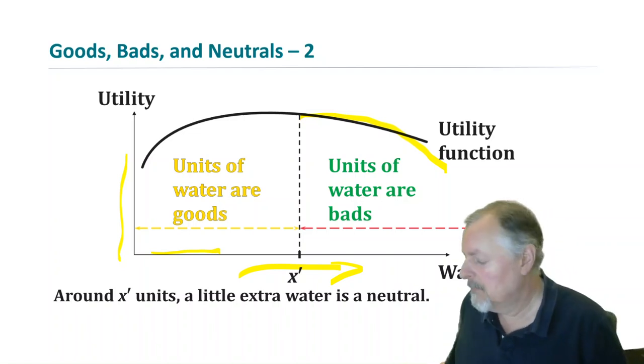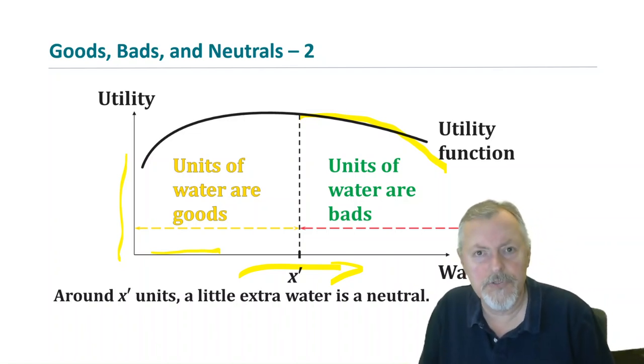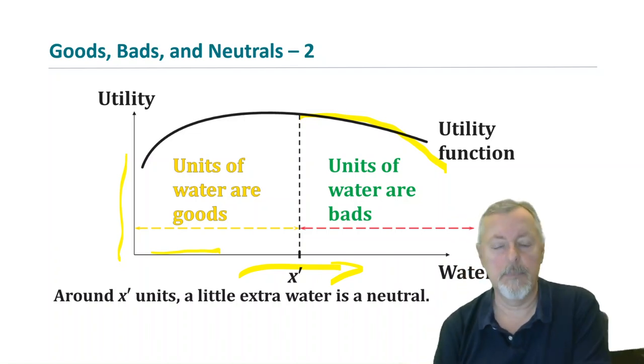So, things are neither goods, bads, or neutrals all the time. It can depend on circumstances. It can depend on quantities.